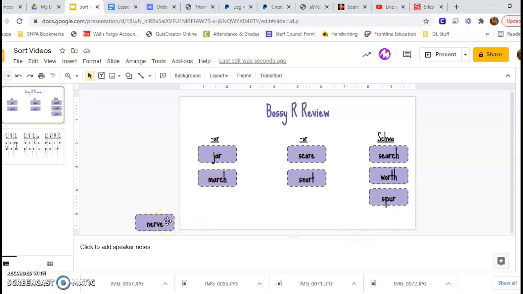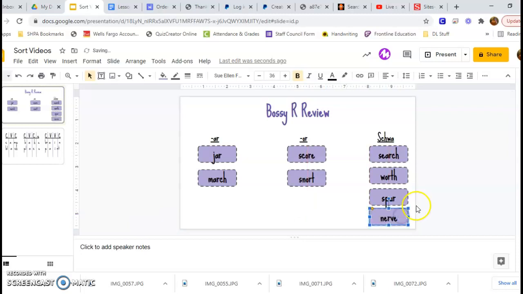One word left, nerve. What do you think? AR, OR, or schwa? That's right, it goes in the schwa. This time the sound is spelled with an ER, but it still makes the schwa sound. Nerve. So you can see here in the schwa group that there are different spellings. We have EAR, OR, UR, ER, and we could even put a word that is spelled with IR, like stir, like if I stir the pot while I'm cooking. All of those are different spellings, but they all make the schwa sound.